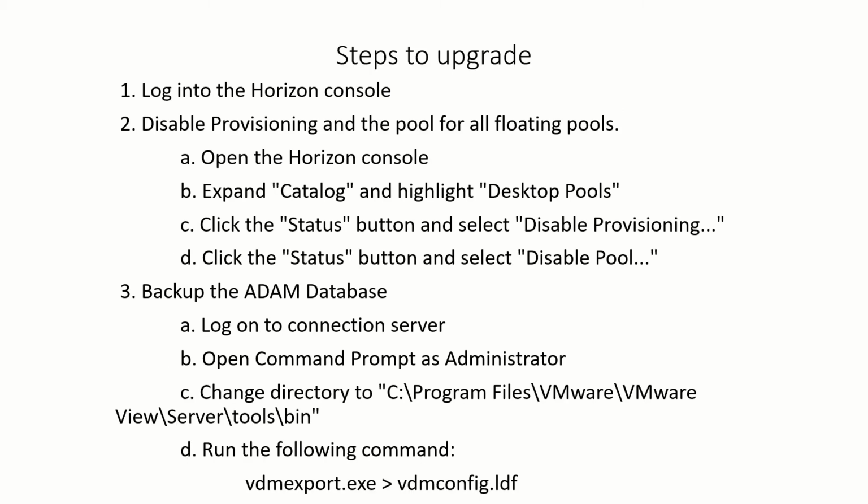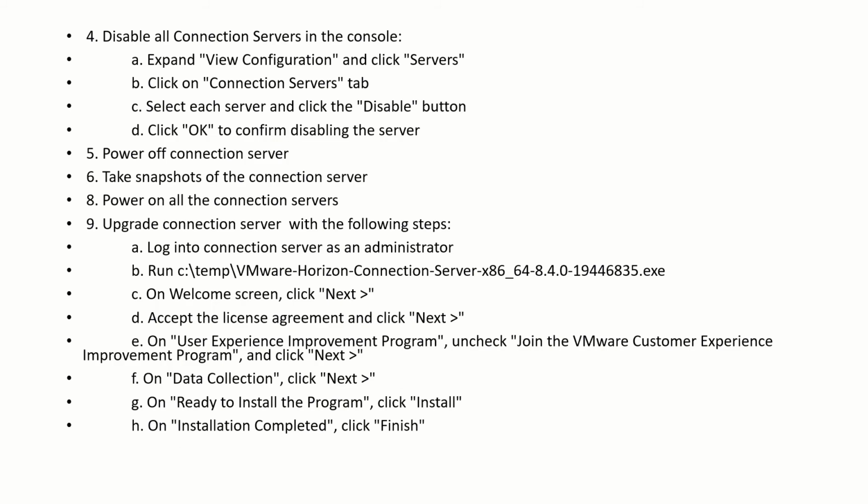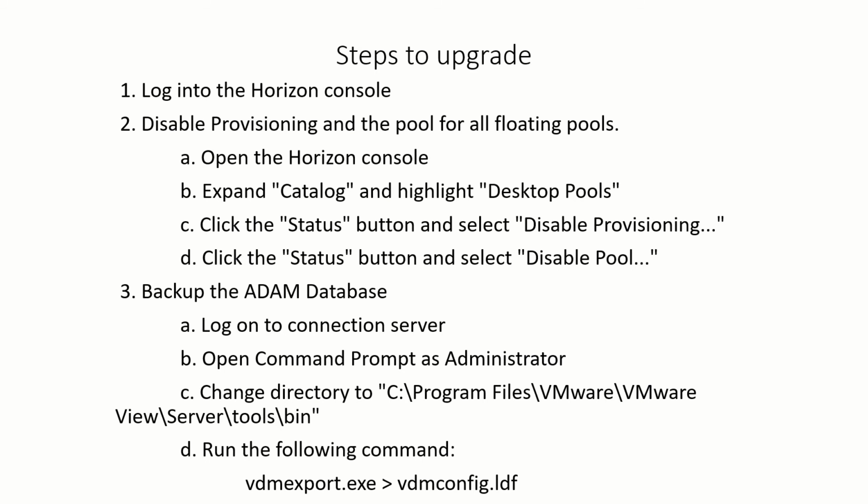These are the steps we will follow during the upgrade process. Before we start the upgrade, we log into the Horizon console and disable the provisioning for whatever pools we have, floating or dedicated, as well as disable the pool. Then we'll take a backup of the Atom database for Horizon.